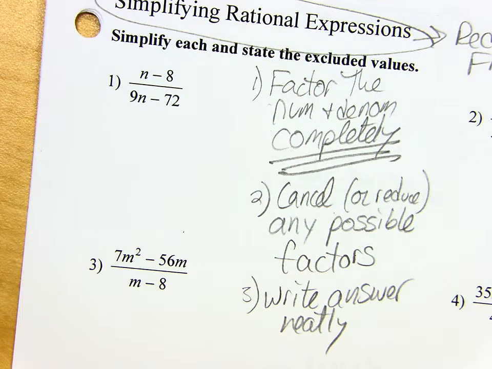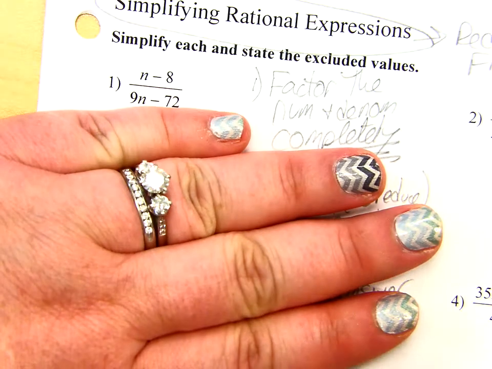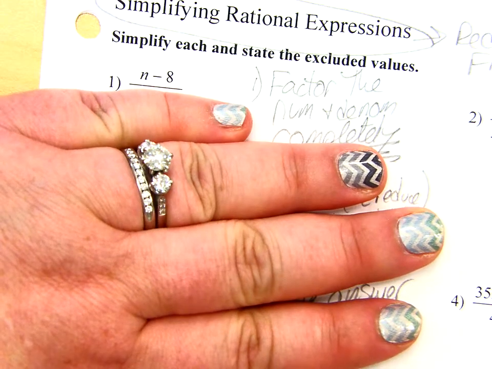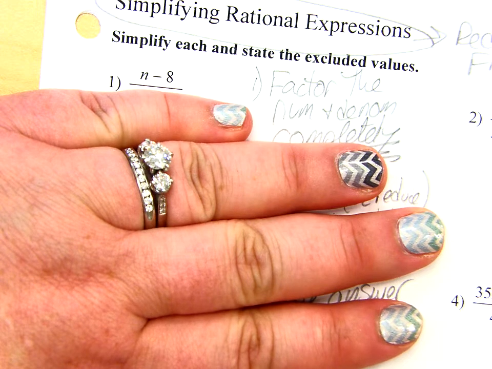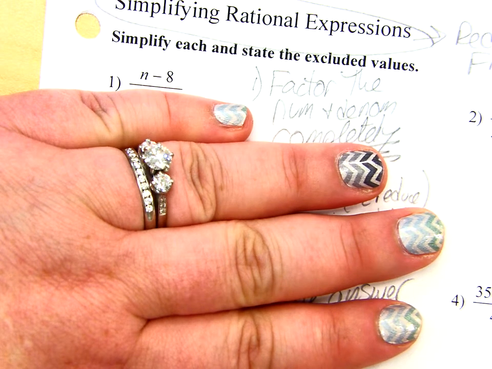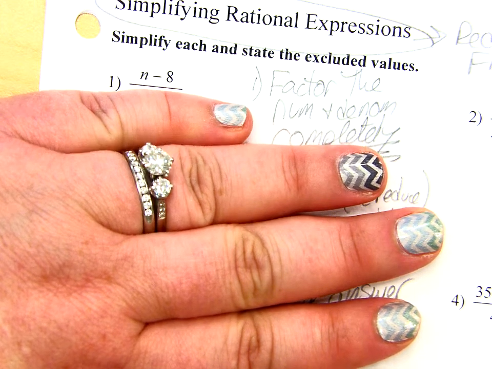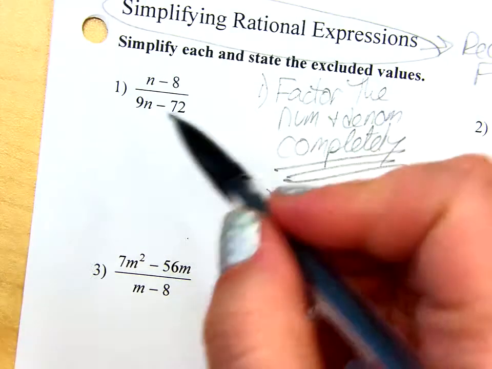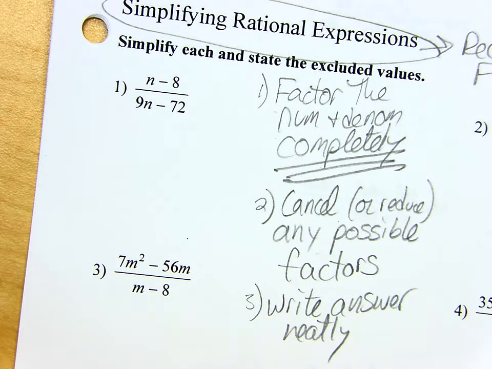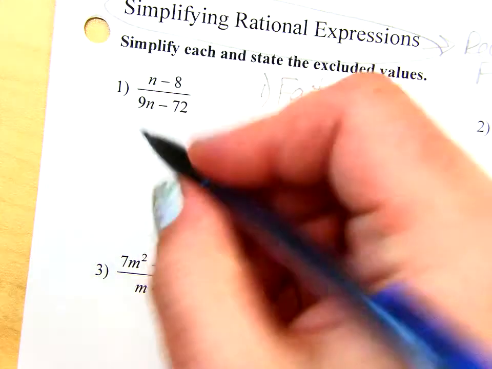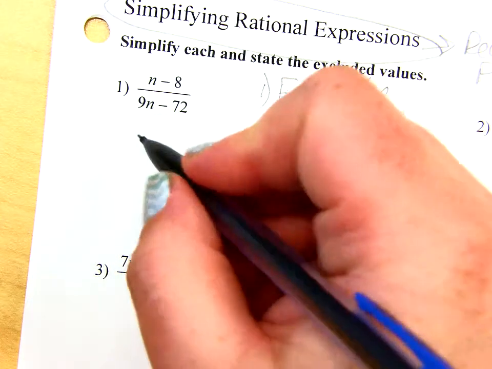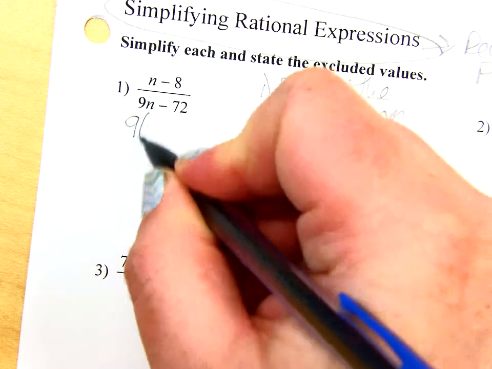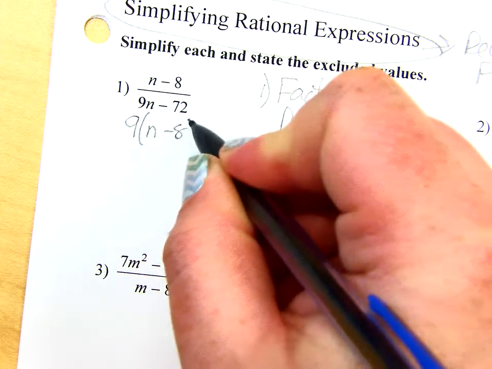Okay? And I'm telling you, when we go to take our first quiz, someone's going to do it all out of order, and they're going to get everything wrong. If I look at number 1, I don't even look at the denominator yet. I just look at n minus 8. Is there anything for me to do there? Can I factor anything out? No. It's all fine. I'm going to leave it as n minus 8. In the denominator, I have 9n minus 72. I can take out a 9, right? They have that common factor of 9, so I will factor that out, and I'm left with n minus 8.